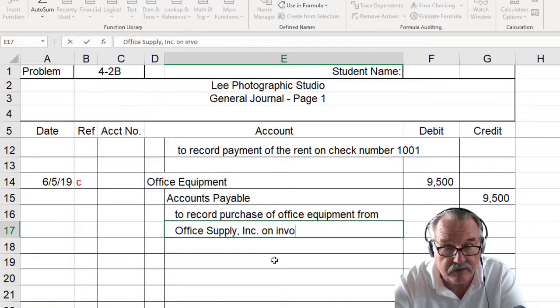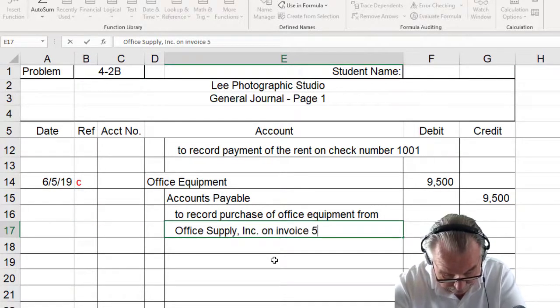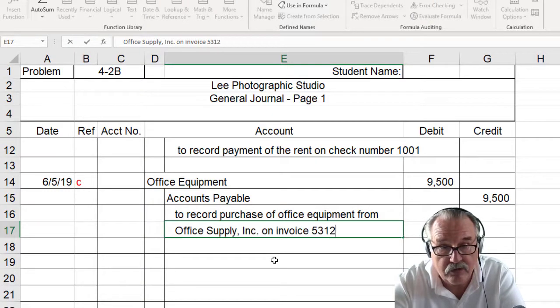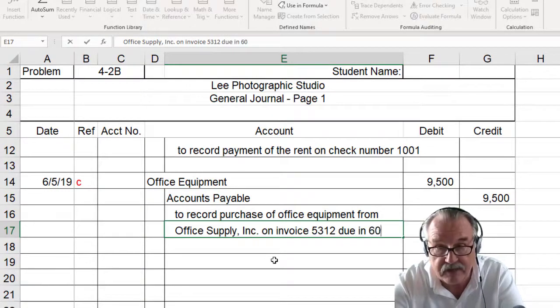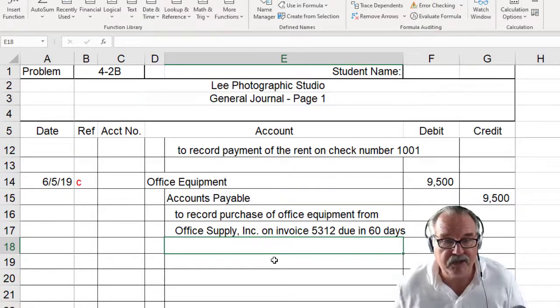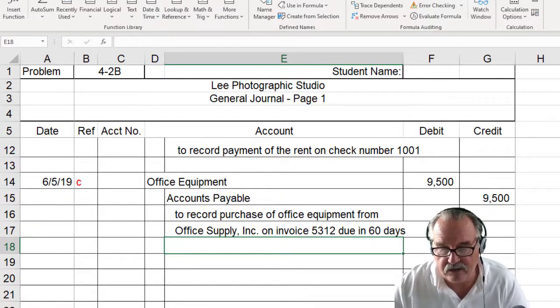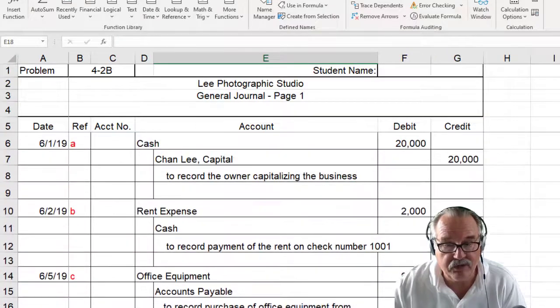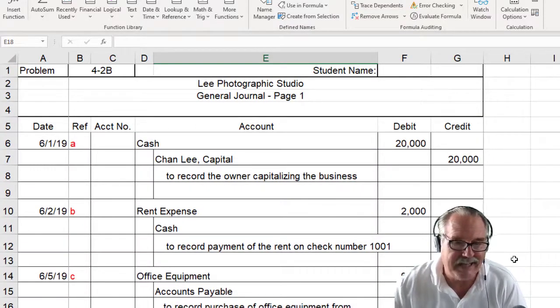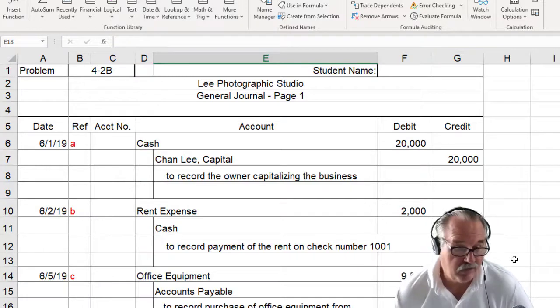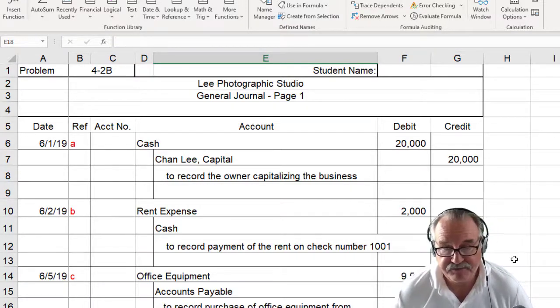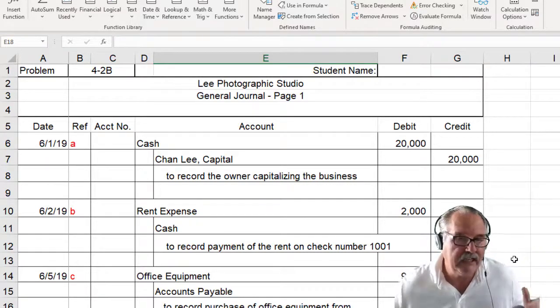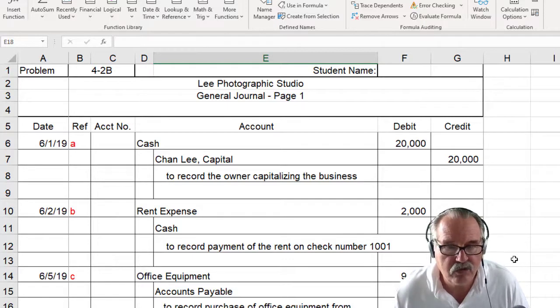On invoice 5312 due in 60 days. I put all the information from this transaction into the journal so that down the road somebody can see it and know exactly what happened. And if they want to look at the invoice, it is going to be filed in the accounts payable files, so they can go find 5312 and see exactly what office equipment was purchased. Again, put any information that you have into the journal.